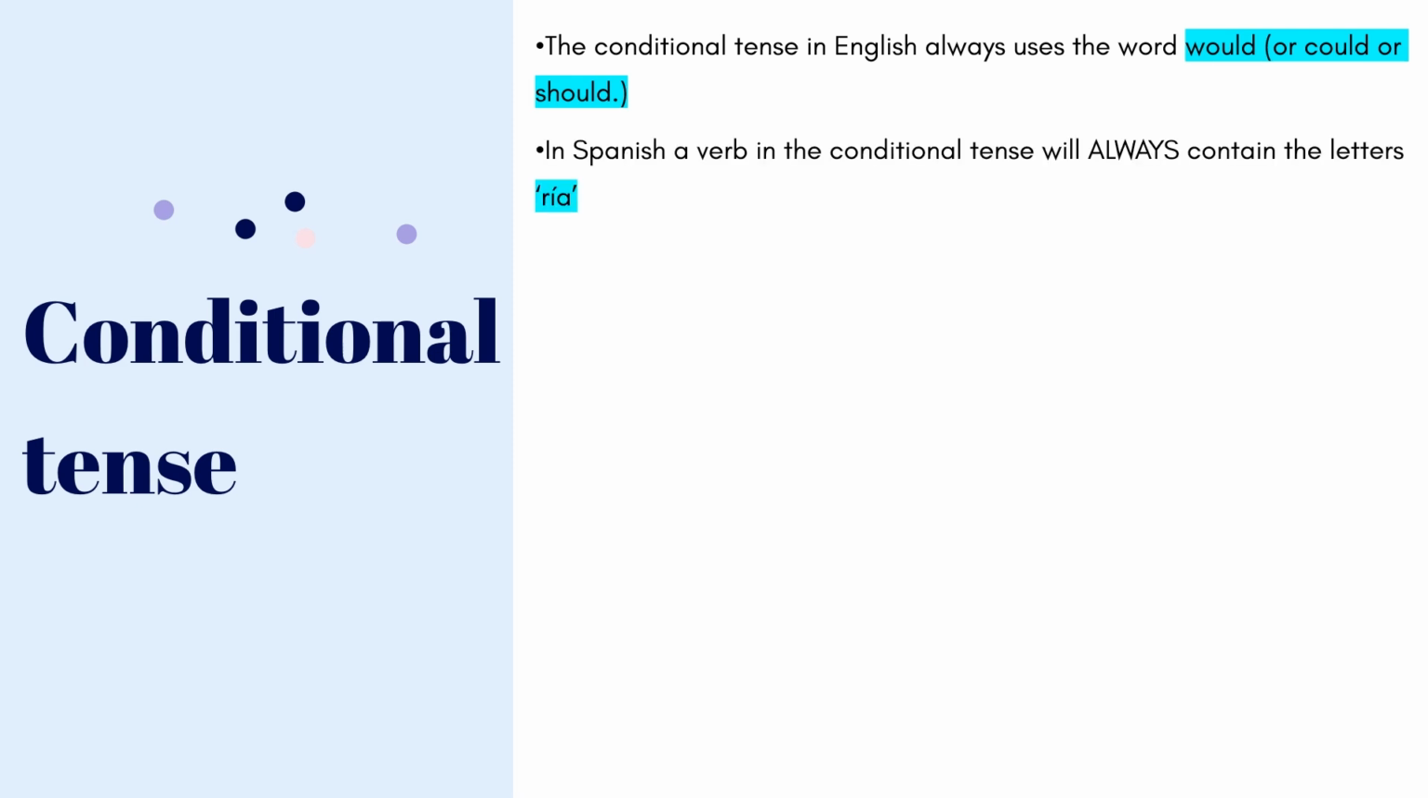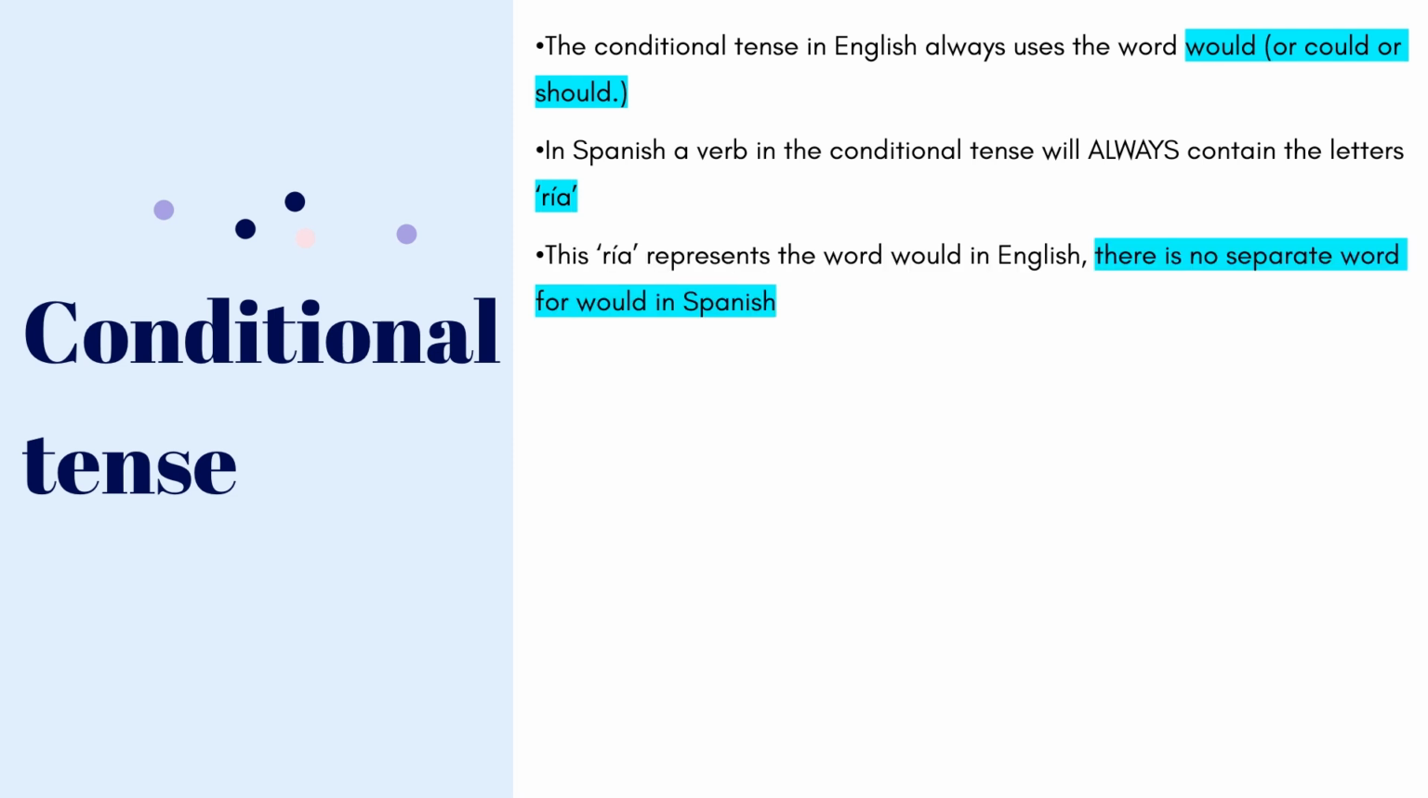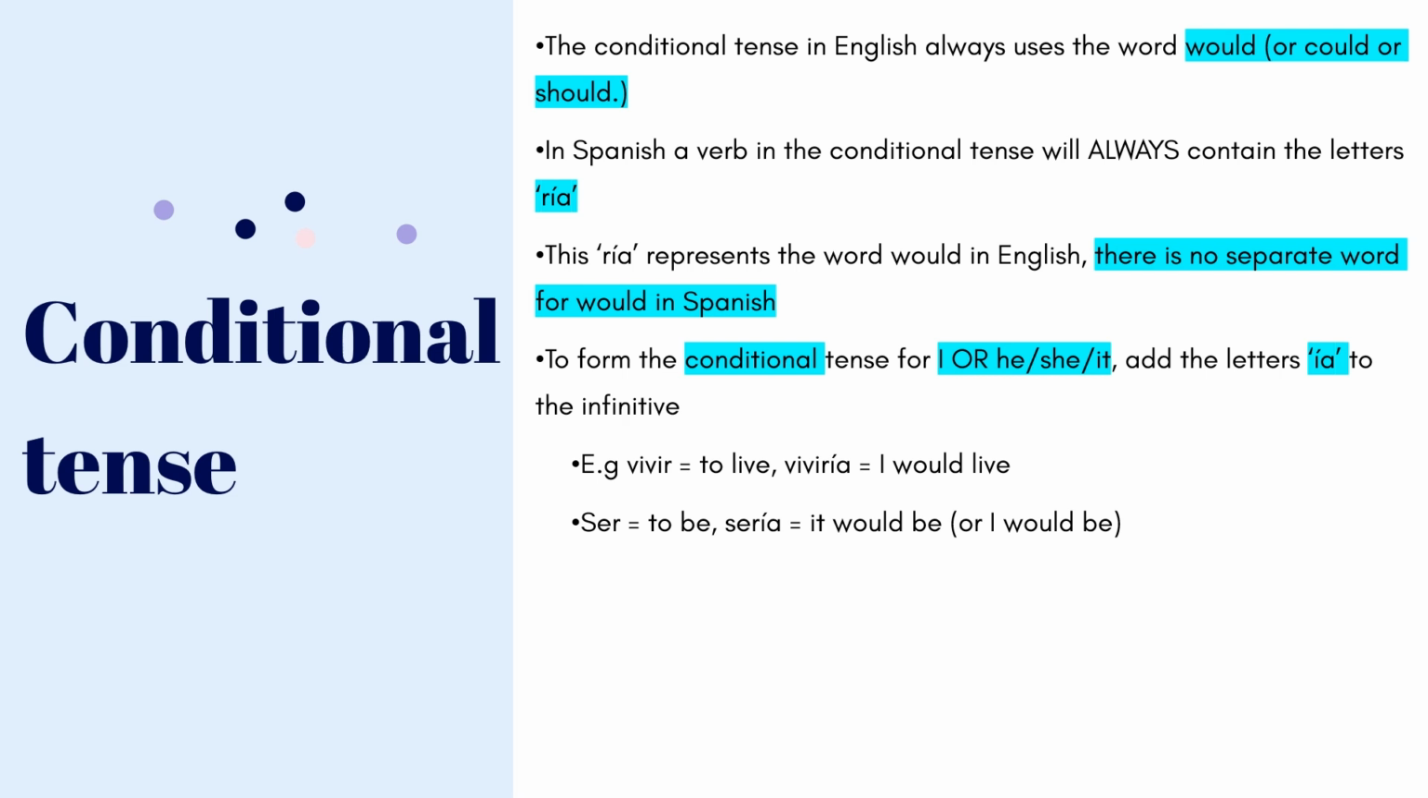And in Spanish, a verb in the conditional tense will always contain the letters RIA. Now, those may be the last 3 letters in the verb, or they may be just towards the end. It depends on who or what the verb is conjugated for, but you will always see the presence of RIA in the conditional tense in Spanish. The RIA represents the word would in English. So this is often a common misconception that there is a word for would in Spanish. There is not. There is no separate word for would. When you see RIA in a verb, that is the Spanish equivalent of our would in English. And to form the conditional tense, it's super easy. For I or he, she, or it, it's exactly the same.